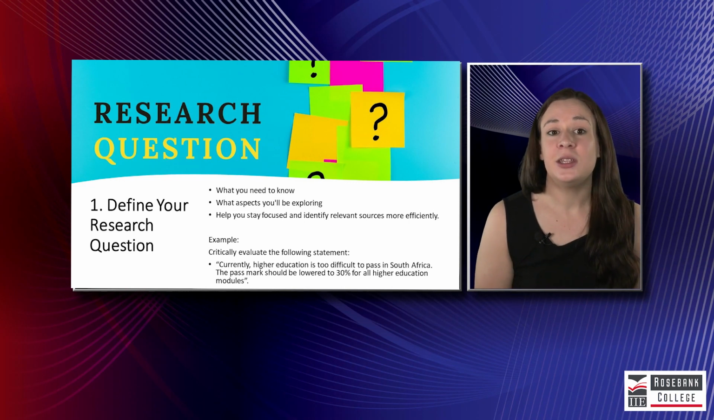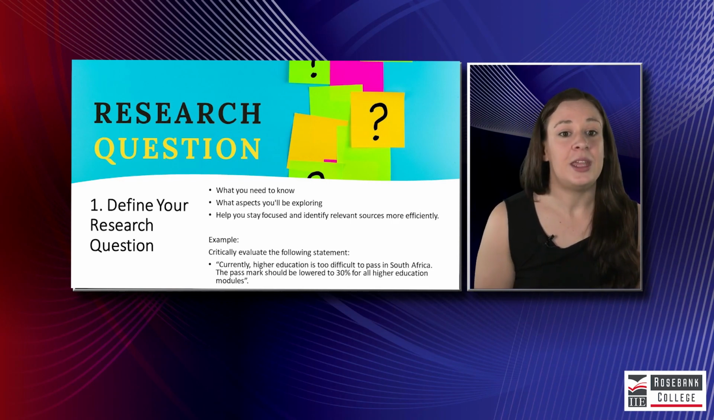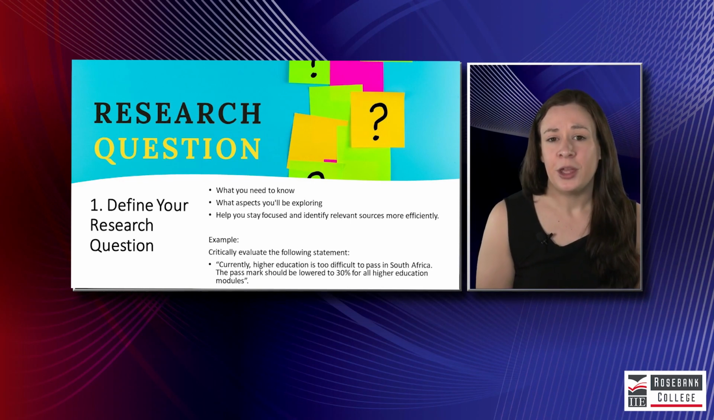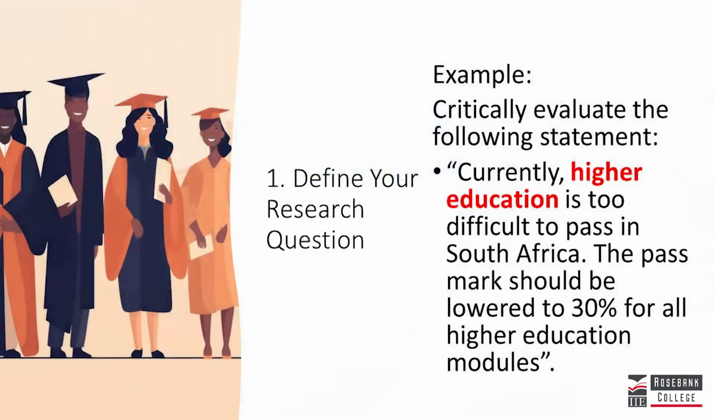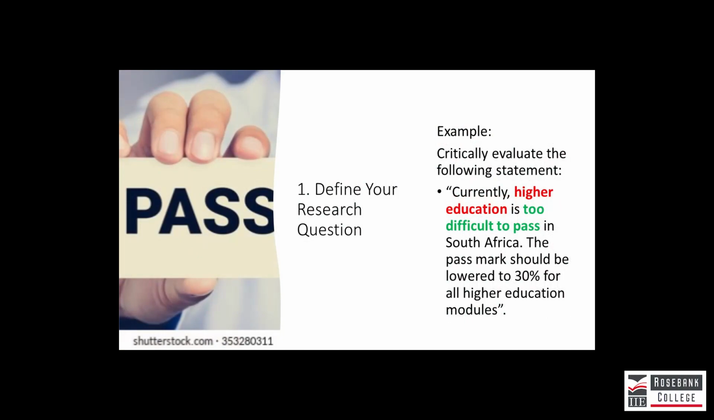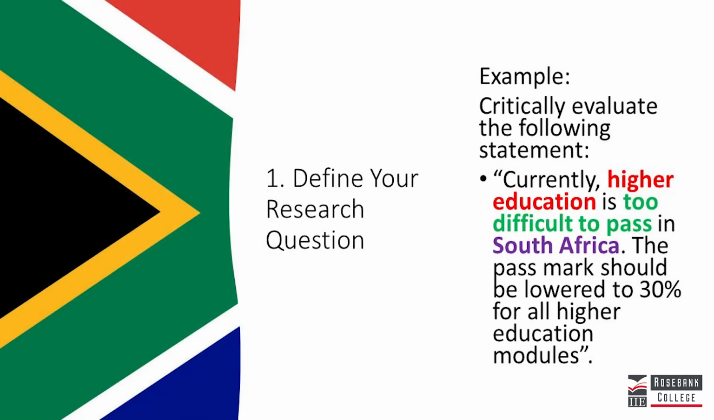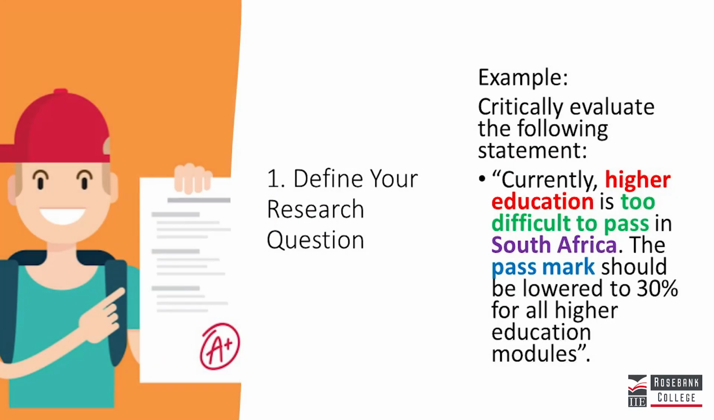As you can see, by using the instruction words critically evaluate, you know that you will need to conduct research and form your own position on this topic based on the evidence and examples that you collect. You also need to identify the key words and phrases to have a clear understanding of the main research areas. In the case of this topic, the key words should be higher education, too difficult to pass, South Africa, and pass mark. These keywords should be the starting point of your research. If you conduct research using an online database, these will be the search terms you start with.